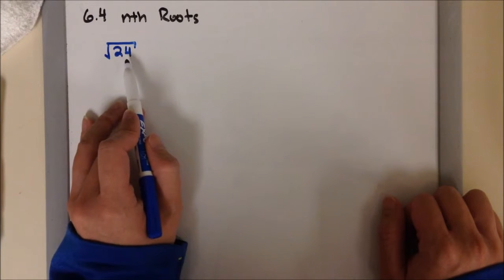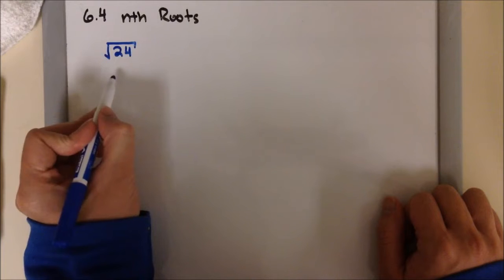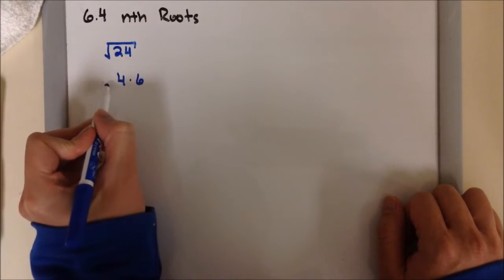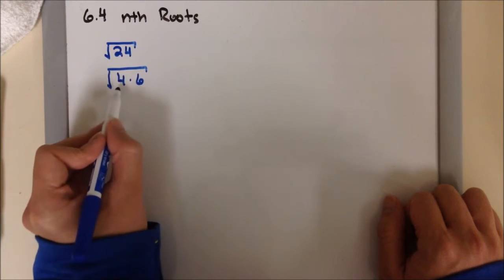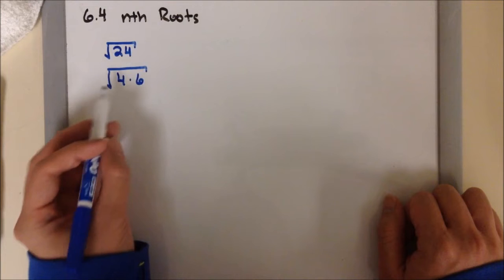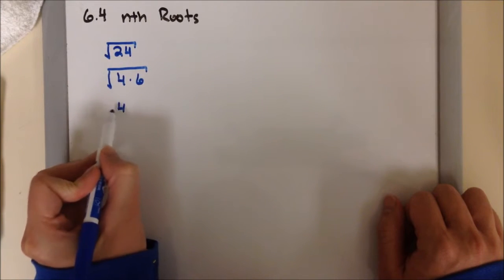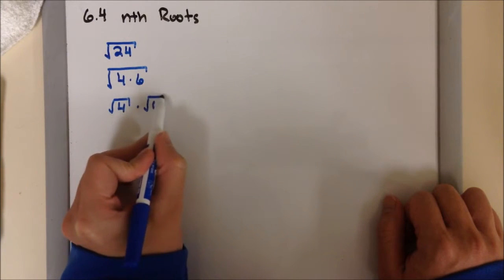So what we're going to do is break it down into two numbers where one of them is a perfect square number. For this example, we're going to break it down into 4 times 6. The reason I'm using these two numbers is because 4 is a perfect square number. When it's multiplying, I can split it into two square roots. So square root of 4 times square root of 6.